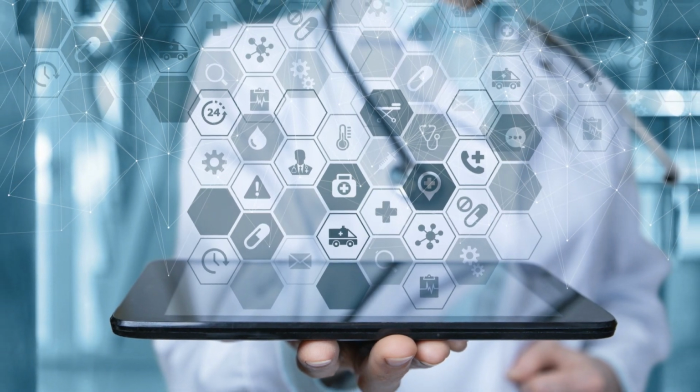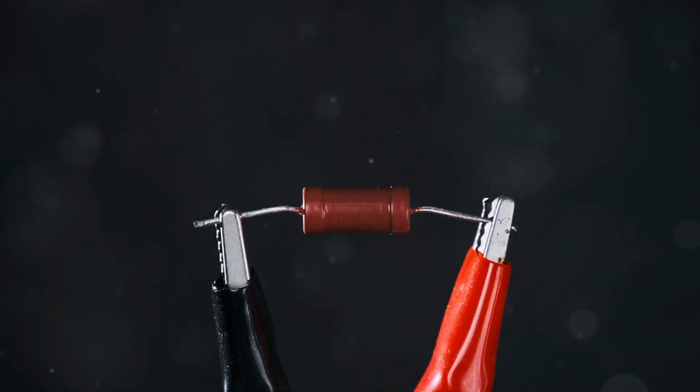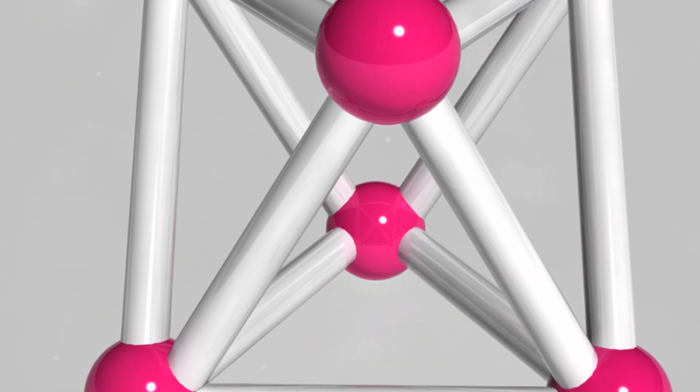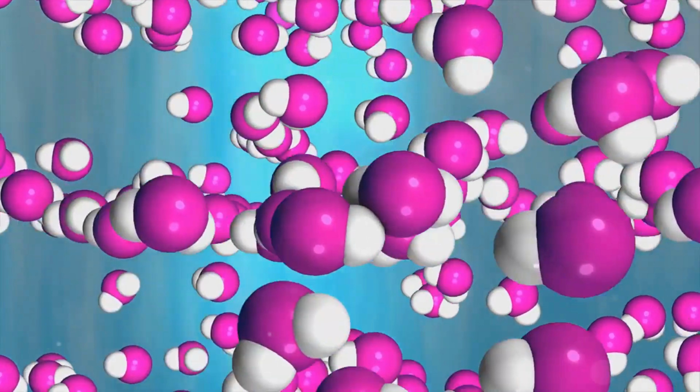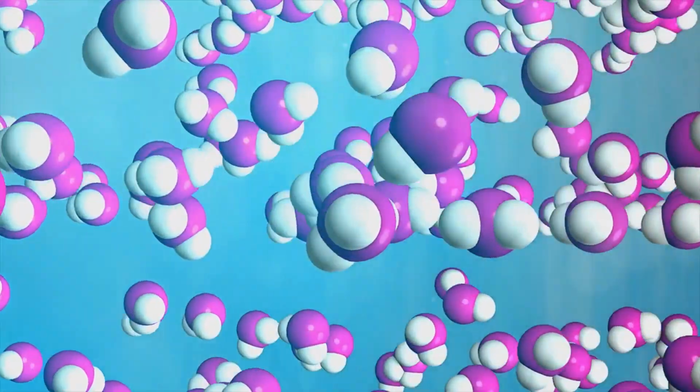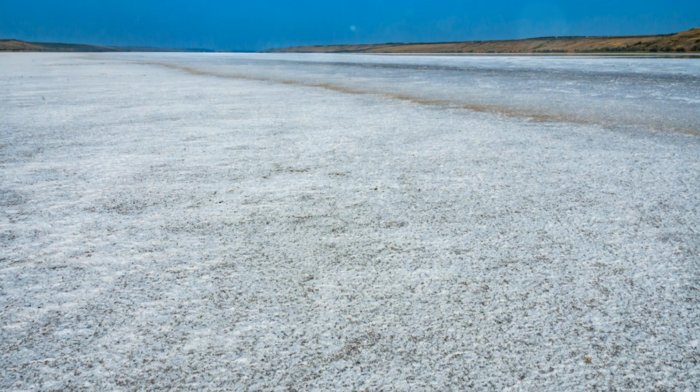Neat, right? Here's another cool fact. When you dissolve an ionic compound in water or melt it, it can conduct electricity. In a solid state, the ions are locked in place, but when melted or dissolved, the ions are free to move around. This movement of charged particles allows electricity to flow.